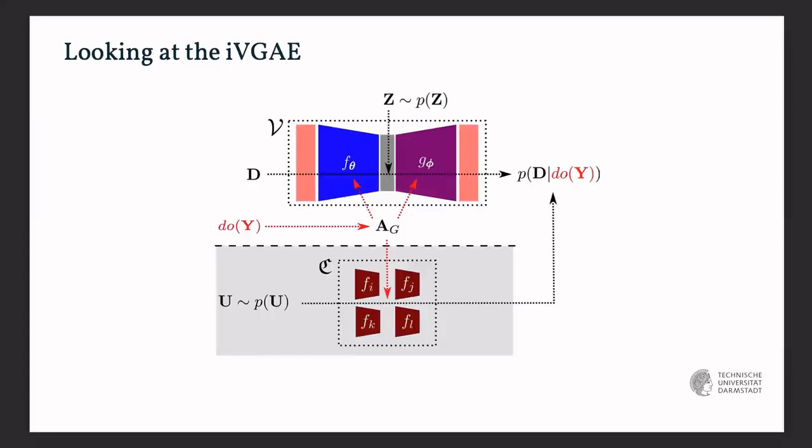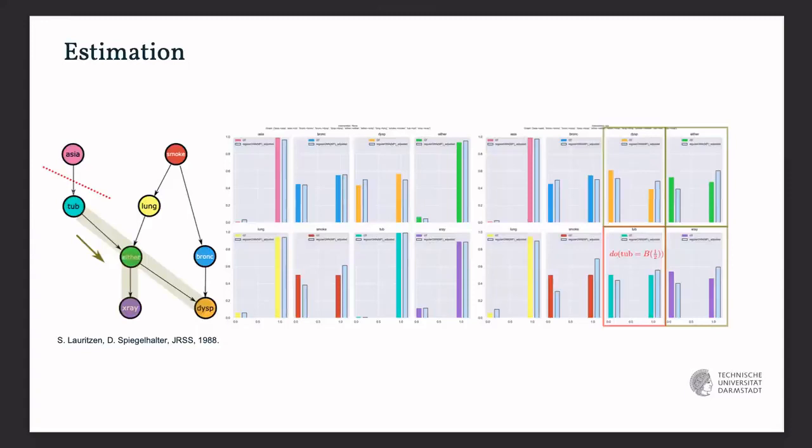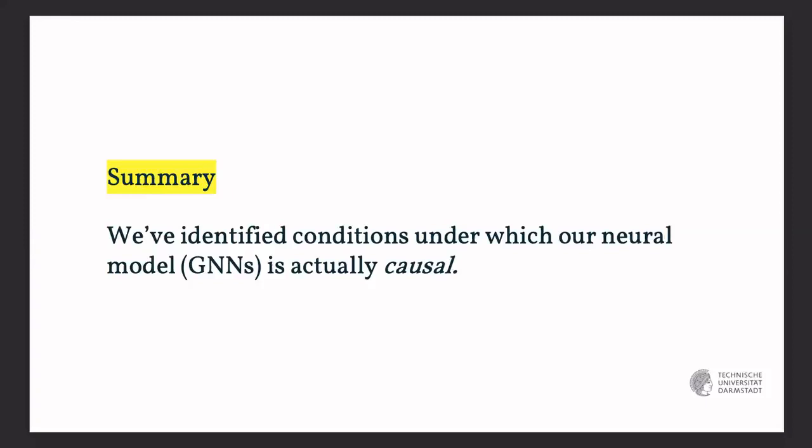And so in summary, here you also see some estimation, but this is not as important. It's really just showing you that it's working. But in summary, what you can say is that we have identified different conditions under which our neural models, here specifically the graph neural nets, are actually causal. And so that is the second part to this, finding causal meaning in both symbolic and neural models.